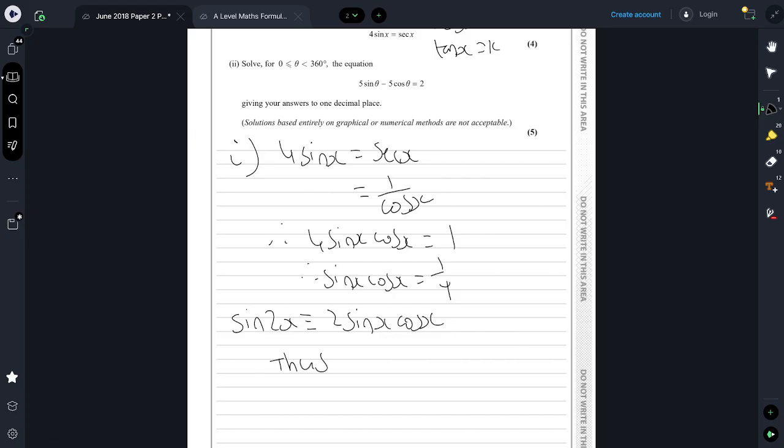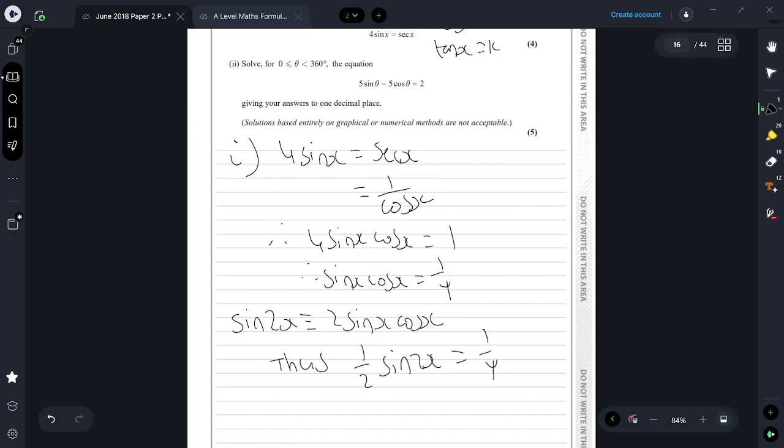Thus, if you substitute this in, well, if 2 sin x cos x is sine 2x, then sin x cos x is a half sine 2x. So that means a half sine 2x is equal to a fourth, right? If you directly substitute this in. Okay, you need to remember this double angle. The double angles you must remember.